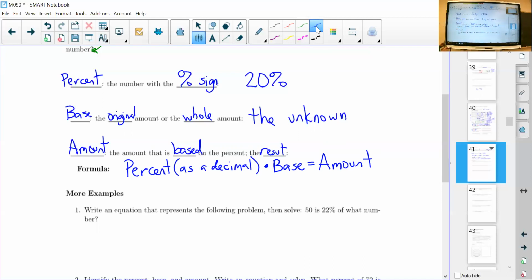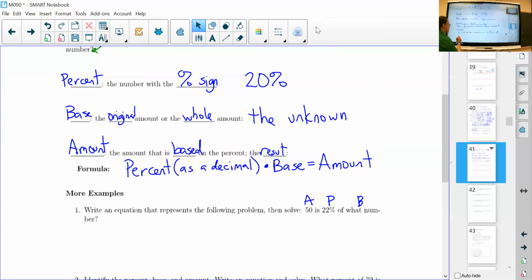So if we were asked to write an equation that represents the following problem, we're going to start by labeling our percent, our base, and our amount. So again, I start with percent. I see 22% because it has a percent sign. I'm done with that part. Now I just have to figure out the base and the amount. I see the "of," so I'm thinking that's probably the base. And is this indeed what I start with? I start with some number, I take 22% of it, I get 50 as my answer? Yes. So this is the base, and this is the amount.